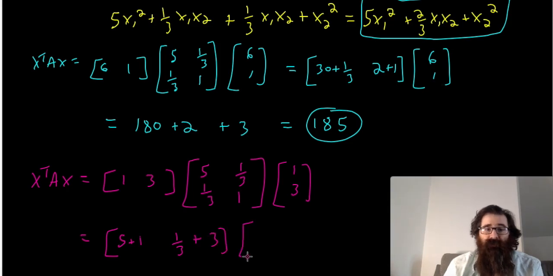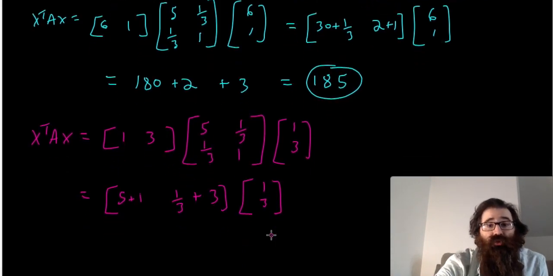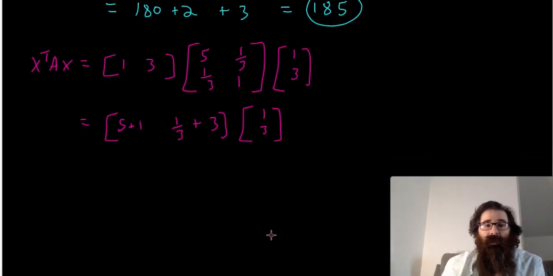But I still have to multiply by vector x. And remember, the result of multiplying these together, a 1 by 2 times a 2 by 1, is going to give me a 1 by 1, which is just a single entry. So no more need for any brackets or array or matrices. A 5 plus 1 is 6. So 6 times 1 gives me 6.